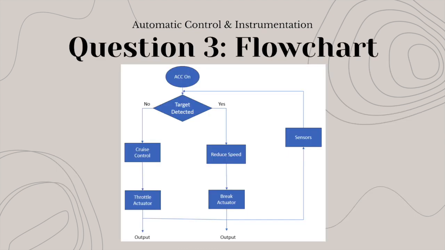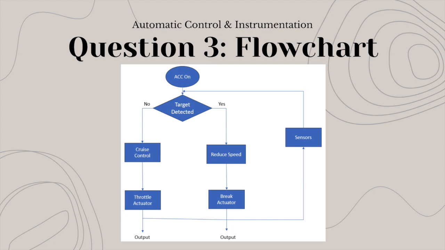Next, for question 3, the objective is to design a flowchart that outlines the steps involved in the ACC control system. The current slide shows the flowchart that was designed, from the activation of ACC until the output. First, when the ACC is activated and being used, it will detect any obstacle in front of the vehicle. If there's no obstacle, then it will activate the cruise control system, which sets the desired speed and transfers that information to the throttle actuator, which outputs as the car moving forward at that desired speed.